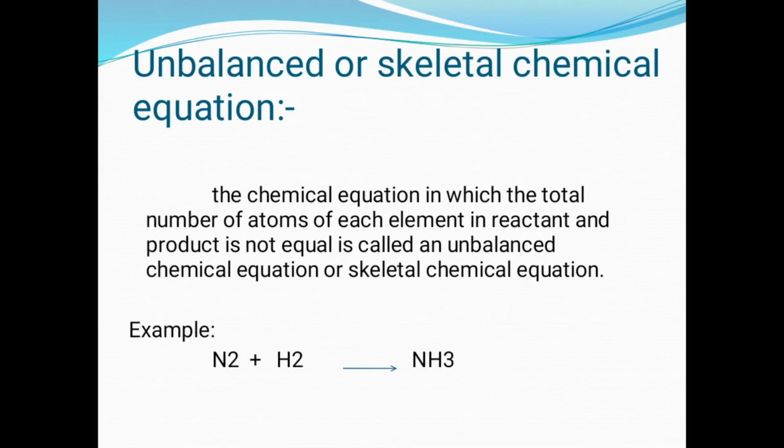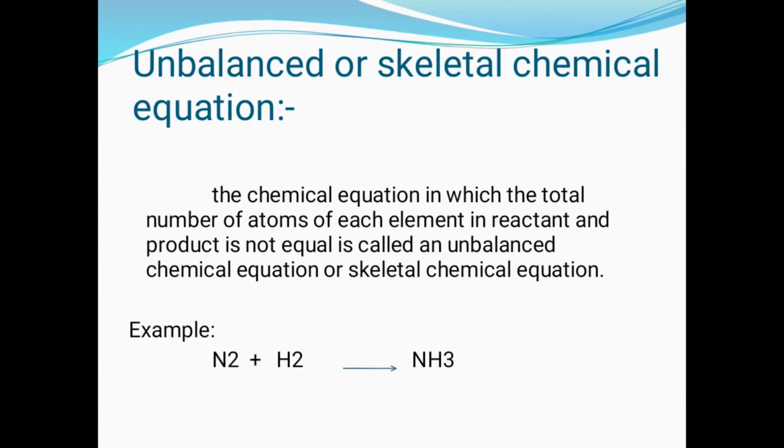So, the unbalanced skeletal chemical equation. Now we have seen that we are writing chemical equations. Those chemical equations may be balanced or unbalanced. So we will check whether the chemical equations are unbalanced or balanced. Here, if you take the example of N2 plus H2 giving rise to NH3, that is the formation of ammonia.